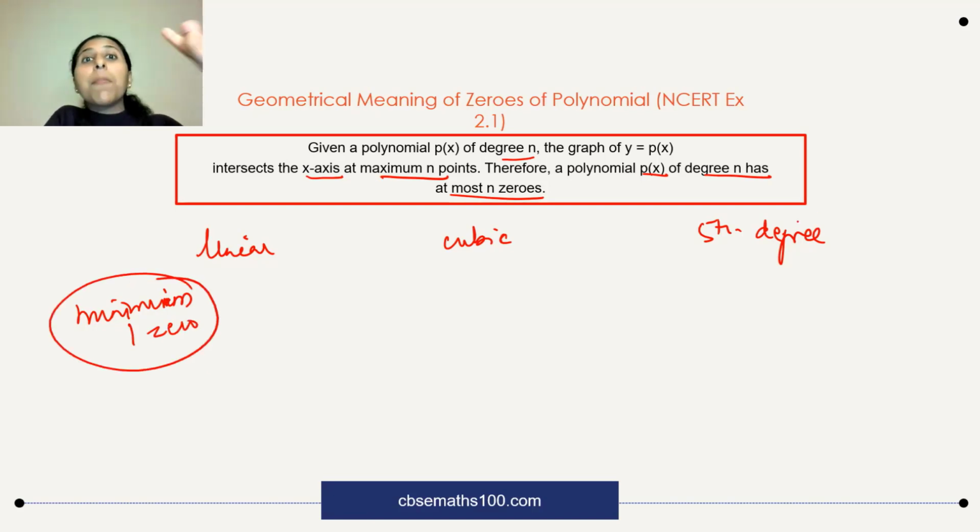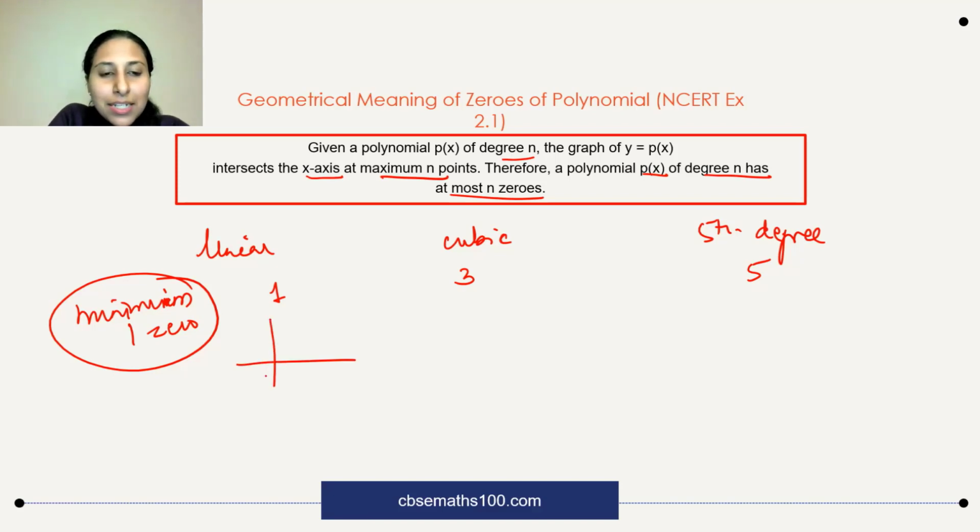What is the maximum number of zeros in each of the cases? For a linear, the maximum number of zeros will be 1. For cubic, the maximum number of zeros will be 3. For fifth degree, the maximum number of zeros will be 5. So if you're looking at a linear, it will be like this. There is always exactly 1 zero: minimum 1 zero possible, maximum 1 zero, which means always 1 zero is there.